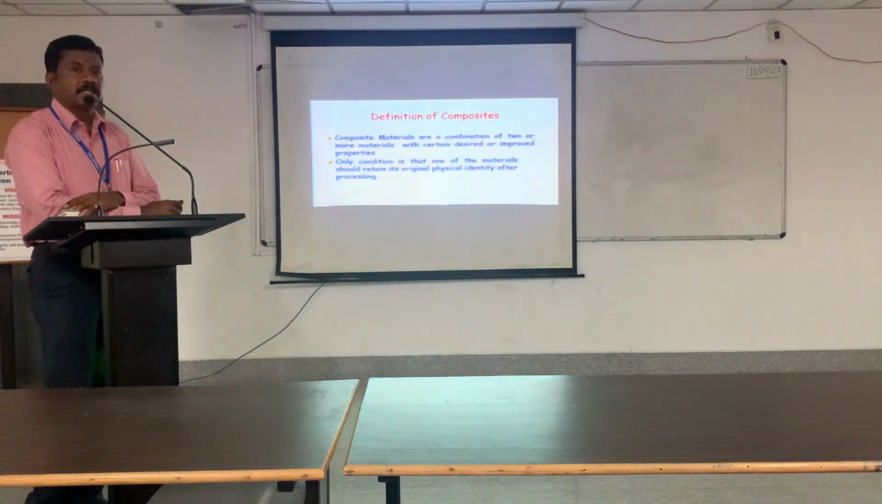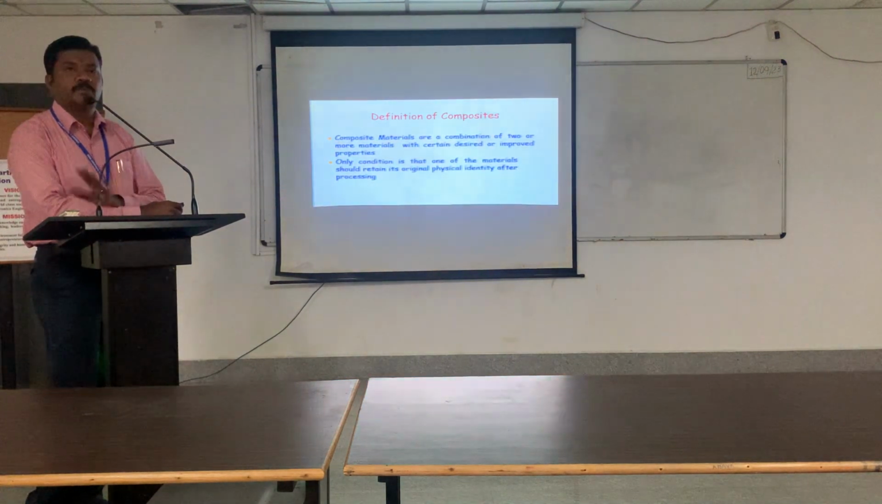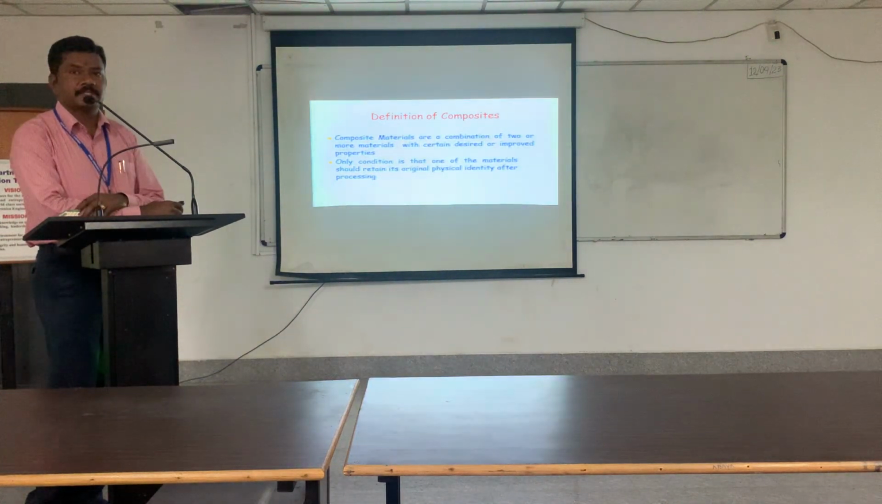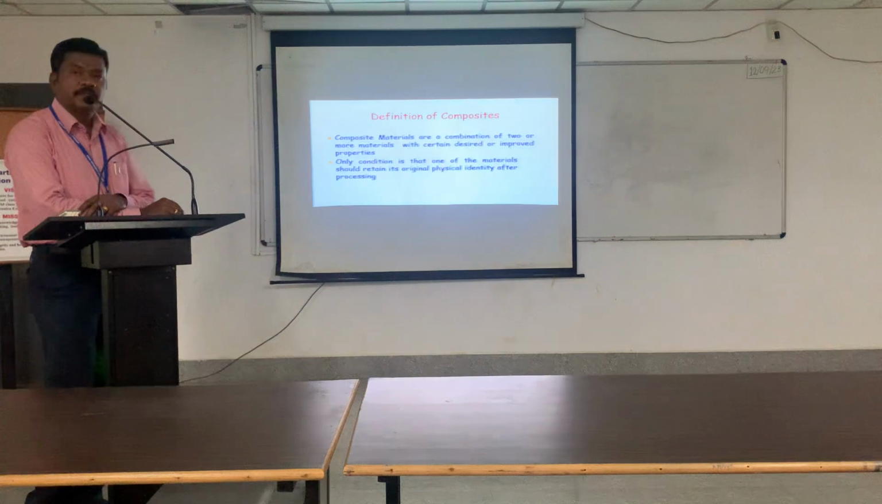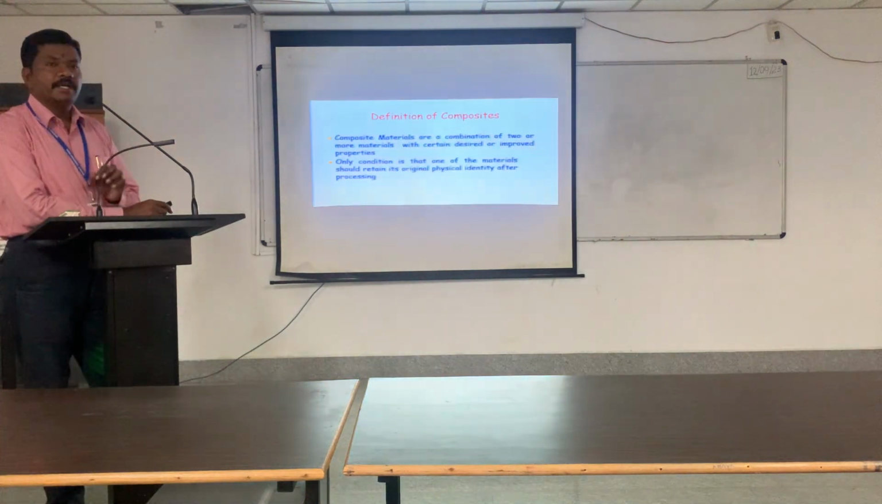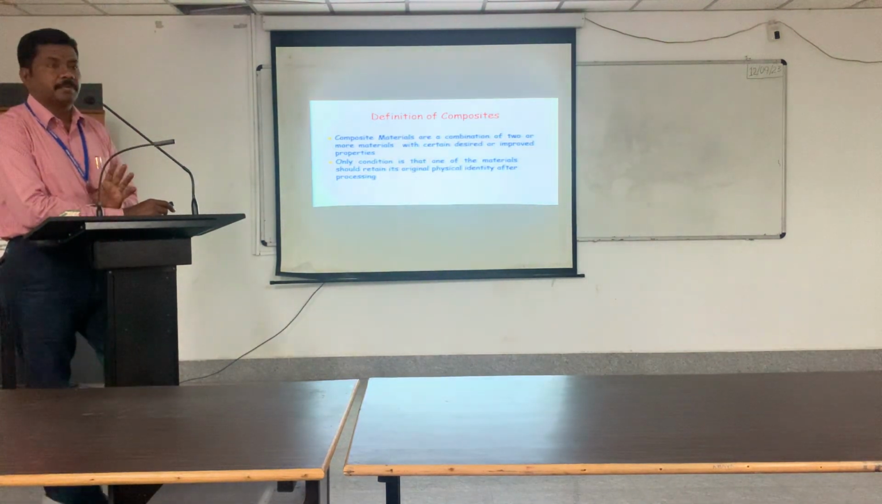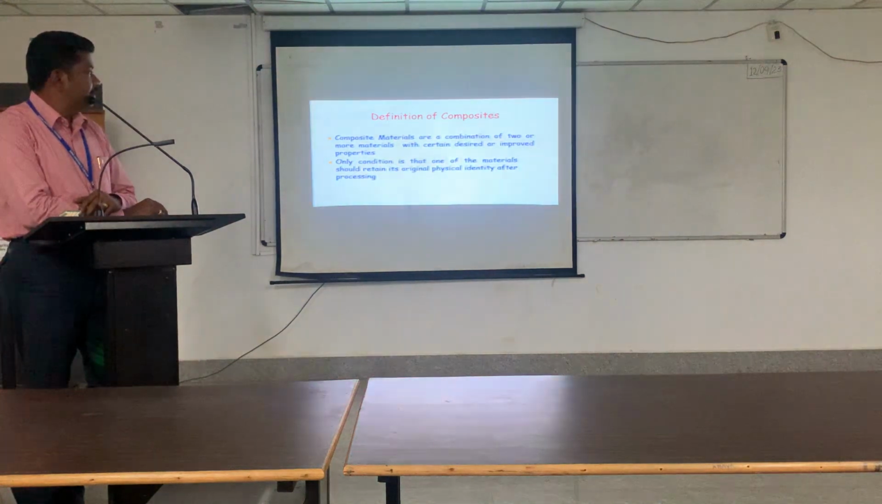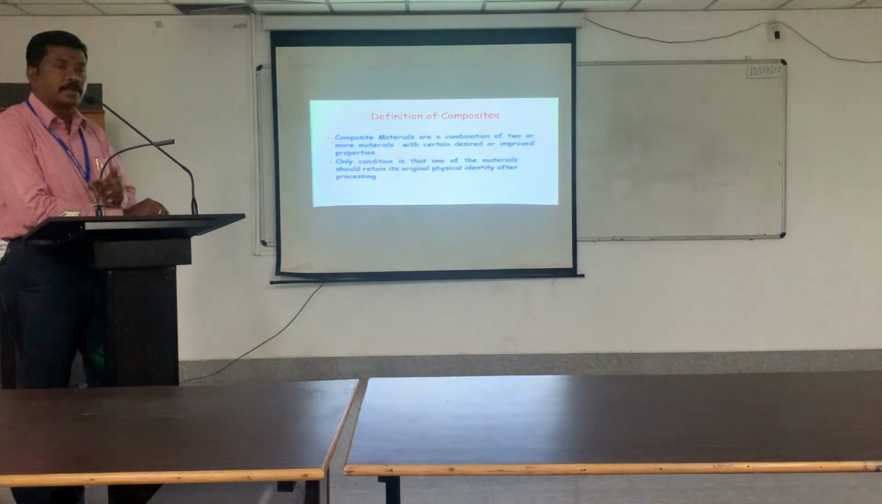As discussed in the last class, we know very well that a composite material is an amalgamation of more than one material to get superior properties which cannot be attained by the individual constituent materials. Only condition is, what is the condition? As discussed last class, at least any one of the constituent materials should retain its physical identity, its physical shape, after processing.